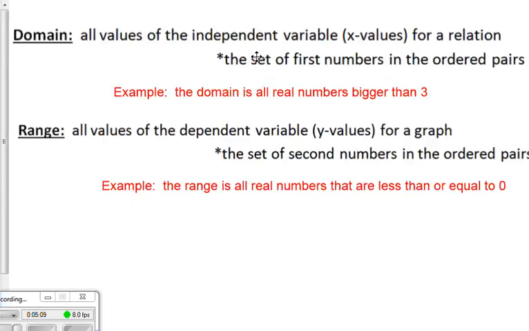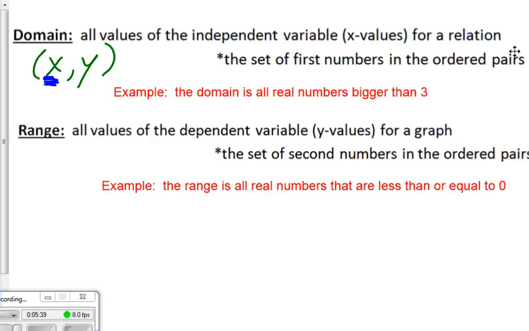A couple other terms to go over here. Domain is all the values of the independent variable, or the x values for a relation. So it's always the first numbers in the ordered pair. Remember, we always label it as xy. We say something like this whenever we're writing our terms out. All of the possible x values is your domain. Okay, so for example, we could say the domain is all real numbers bigger than 3.